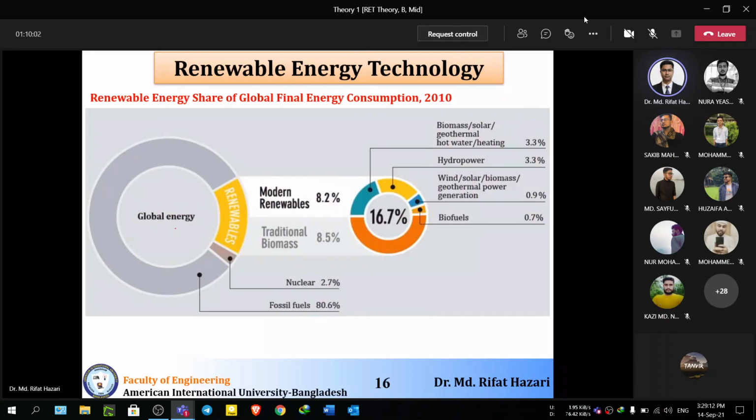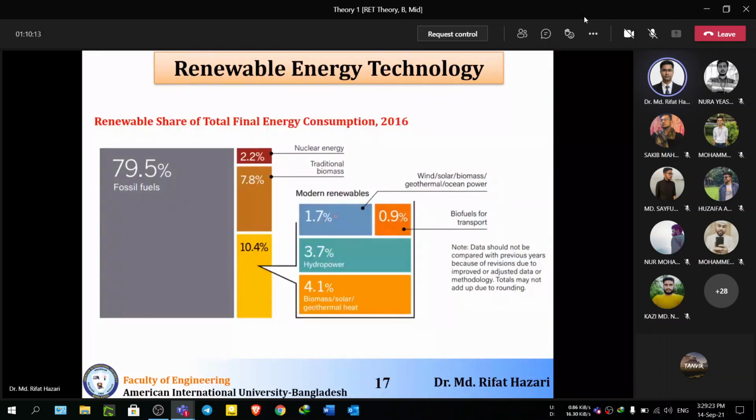Okay, so let's talk about some statistics. So back in 2010, the renewable energy share was actually 16.7%. So maybe currently it's around more than 20%. And also, this is the scenario back in 2016. So these are actually the total uses of renewable energy and fossil fuel power stations. And still fossil-based power stations are in a dominating position, okay? But maybe by 2030, by 2040, you will see this fossil fuel percentage will be 50%.